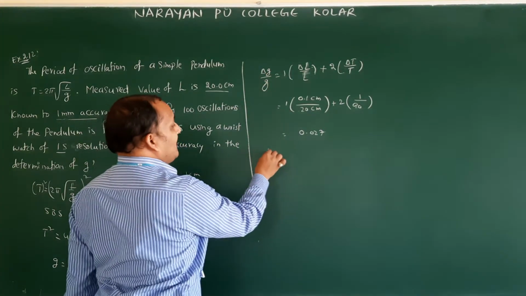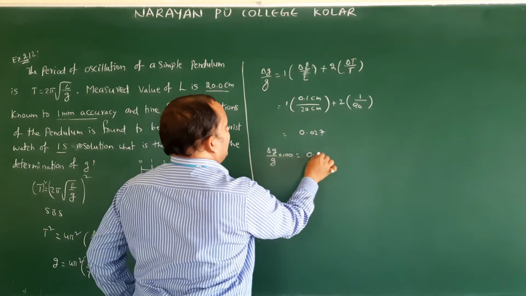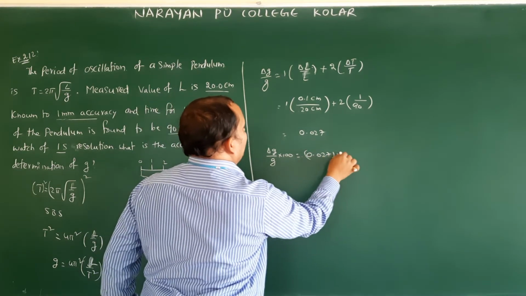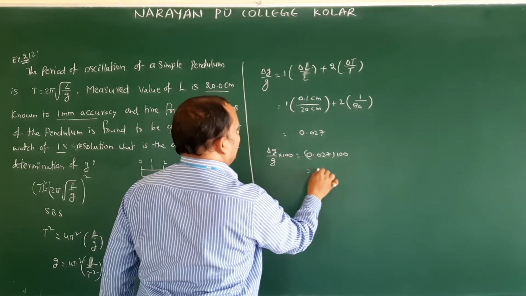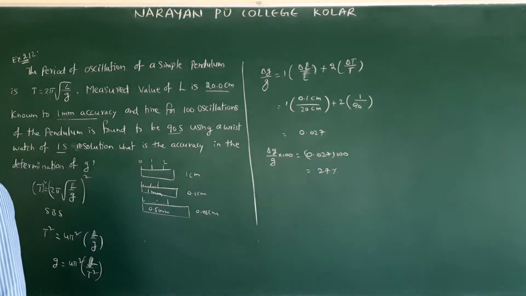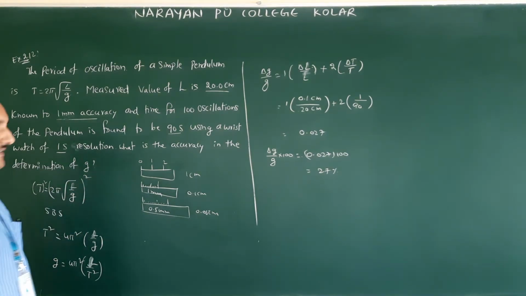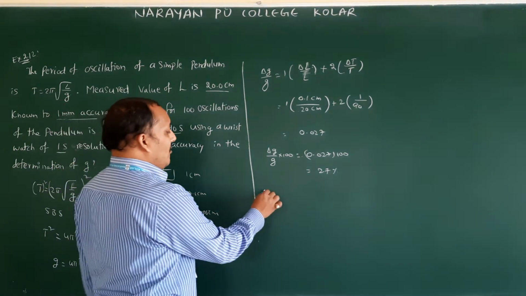Percentage error means what you have to do? Delta g by g into 100 is equal to 0.027 into 100. So that is nothing but 2.7%. 2.7, they gave 3, so almost it is equal to 3. So the final answer is 2.7%. So yesterday I gave homework for you.